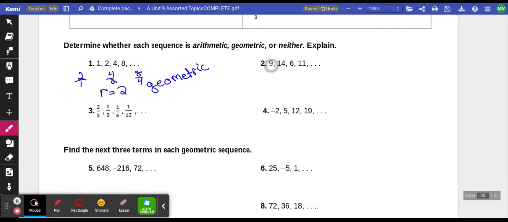So number 2, I go from 9 to 14, I add 5. 14 to 6, I subtract 8. So that's not arithmetic. If I check for geometric, it would be 14 over 9 and 6 over 14. Well, those clearly aren't equal, so it's neither. So I want you to pause and decide if 3 and 4 are arithmetic, geometric, or neither.